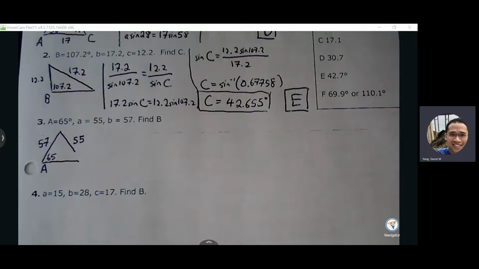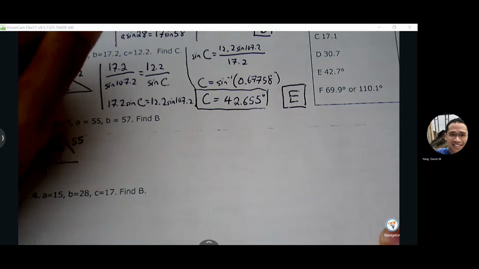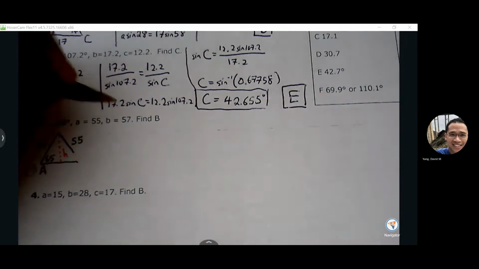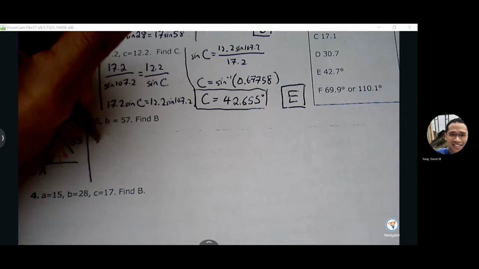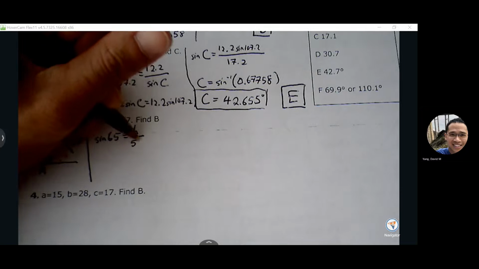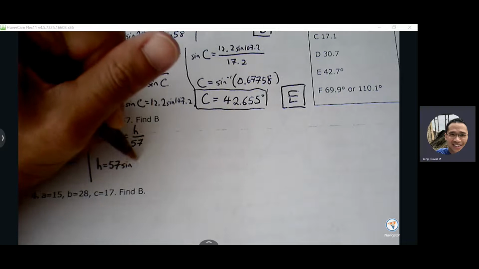Number 3, side angle, acute angle as well. We got to go through, we got to find that imaginary height, altitude, because that 55, we don't know exactly where that's going to land. And one triangle, right, there you go.